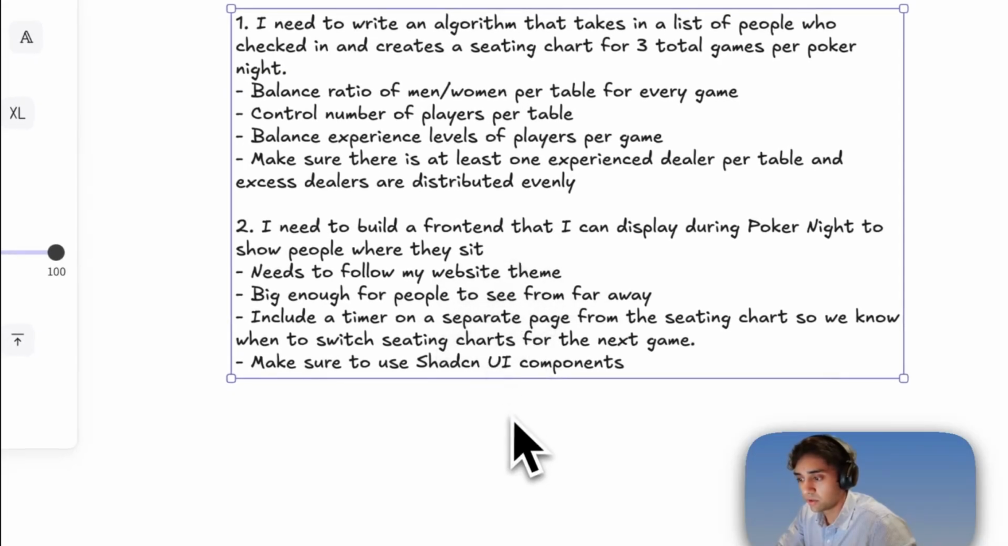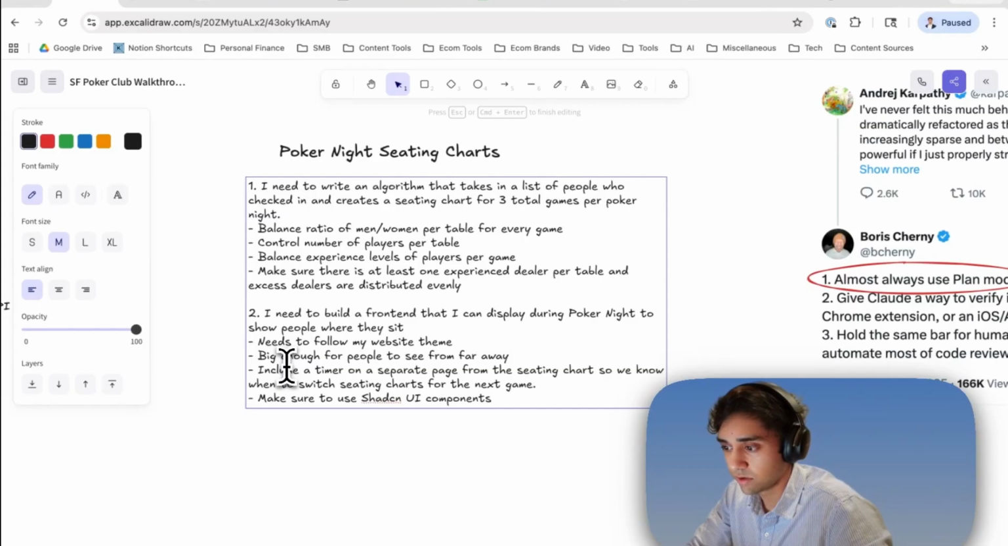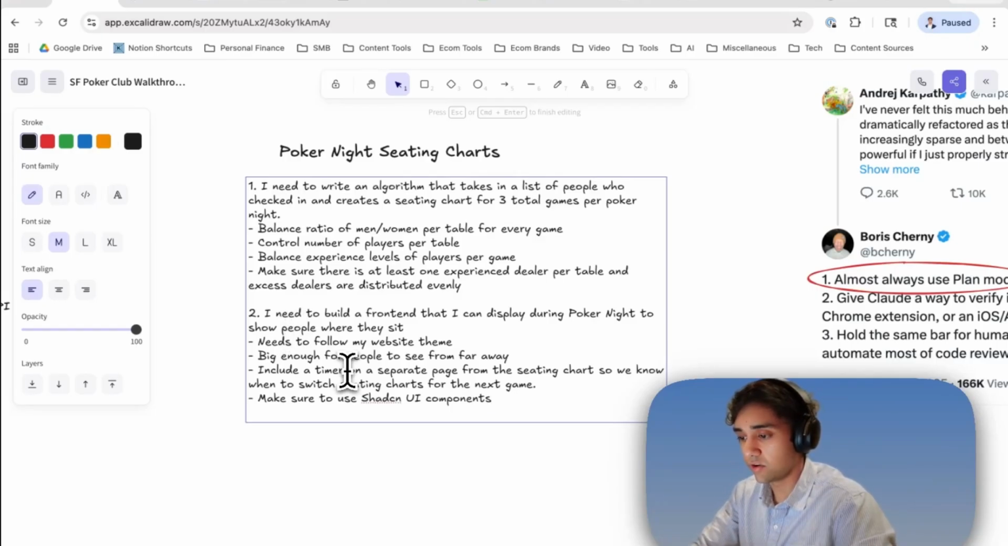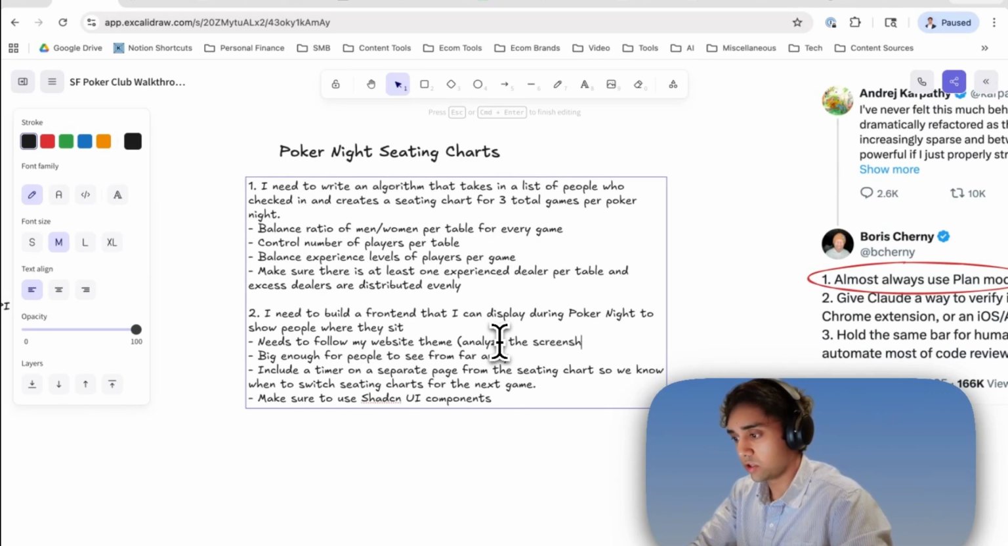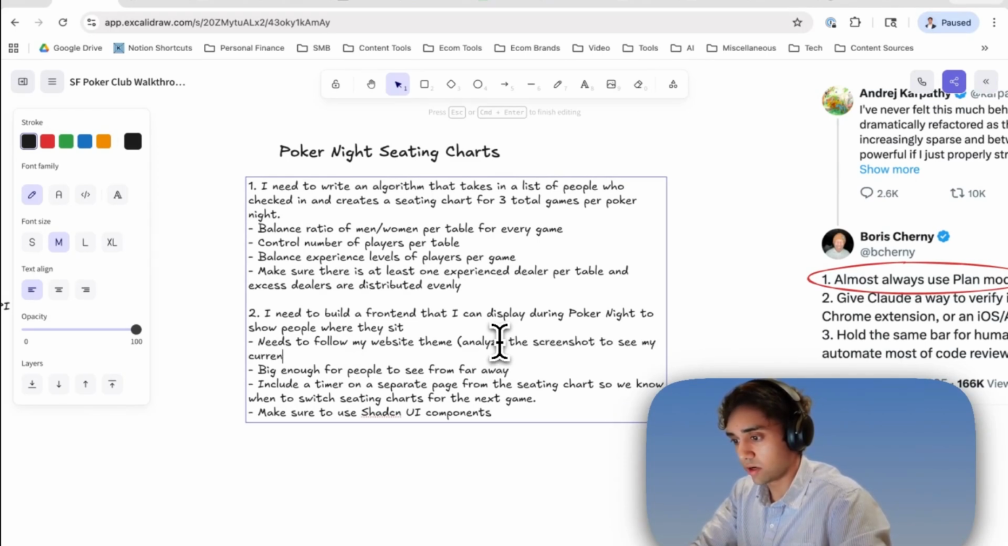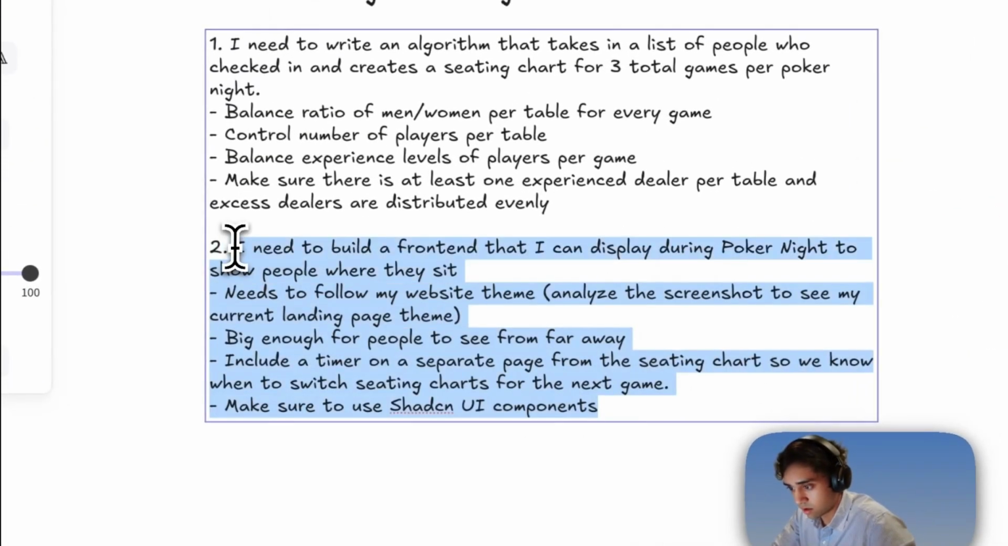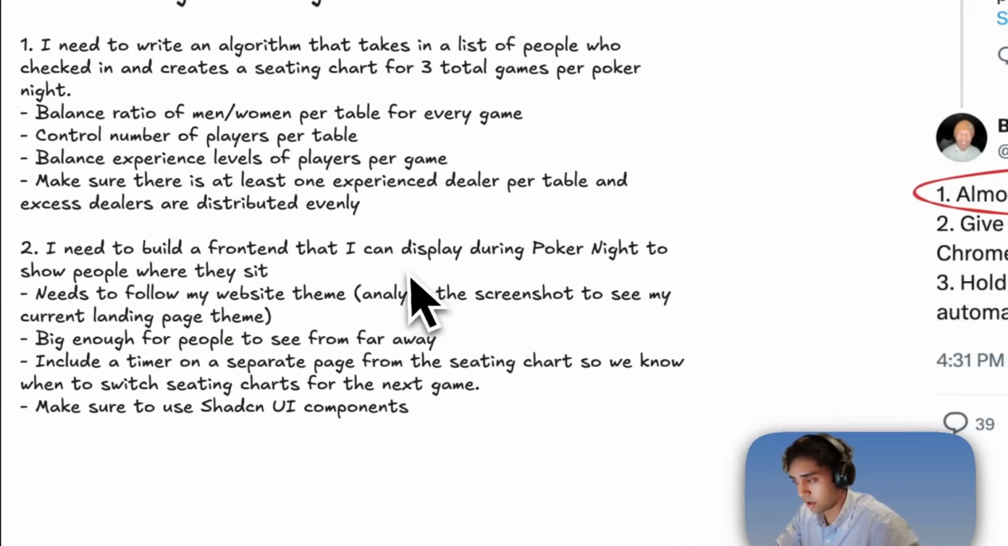All right, so we make sure we use ShadCN UI components, include a timer, big enough for people to see from far away, needs to follow my website theme. So when I put this prompt in, I'm actually going to take a screenshot of my website and have it look at the screenshot when it's generating the front end. Actually, I'm going to do this outside of it. So I'm going to say, analyze the screenshot to see my current landing page theme. All right, so let's just take this prompt and let's go.